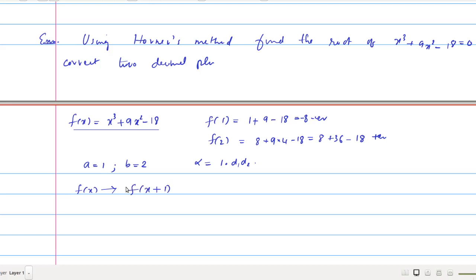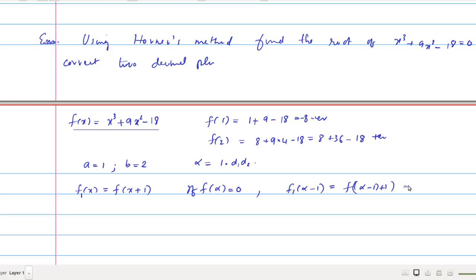We write the new function as f1 of x. f1 of x can be defined as f of x plus 1. എന്താ സംഭവിക്കുക? If f of alpha equal to 0, then what is f1 of alpha minus 1? If alpha is the root of this, then what is f1 of alpha minus 1? By definition, this is f of alpha minus 1 plus 1.